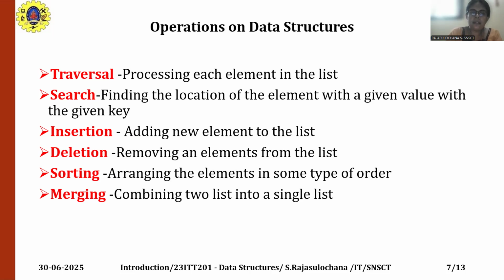Traversal and search look similar on the surface, but they have their own differences. Search is about finding the location of an element when a given value is given. Traversal is processing each element, moving through each element in the given list. This is the difference between search and traversal. Hope you understood what is data structure, what are the types of data structure, and the various operations that can be performed on a data structure. Don't forget to go through the assessment I have shared earlier.